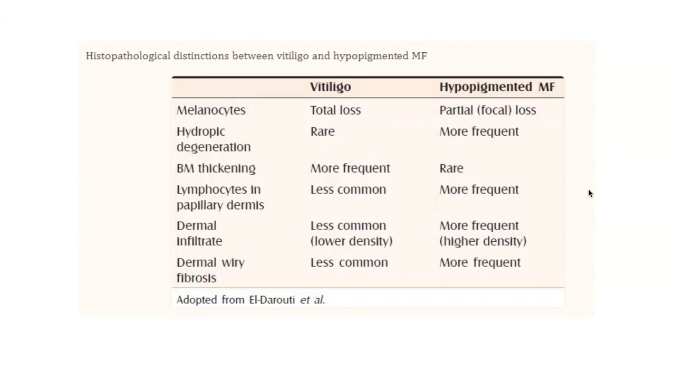So in vitiligo, you see total loss of melanocytes, whereas in hypopigmented MF, you see only a partial loss. Vitiligo is more frequently associated with basement membrane thickening, whereas this is very rare in hypopigmented MF. Whereas in hypopigmented MF, you see more lymphocytes in the papillary dermis, more dermal infiltrate and more dermal wiry fibrosis, whereas these features are less common in vitiligo.